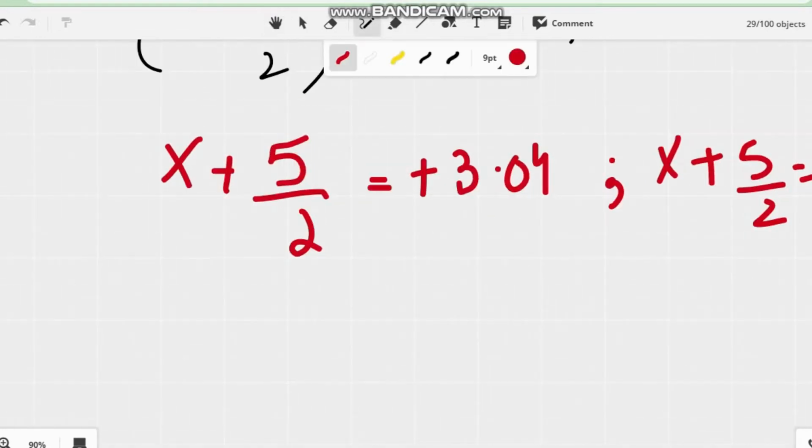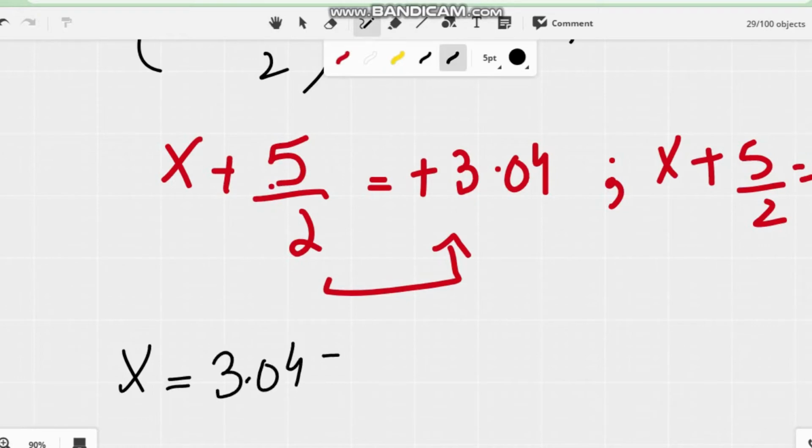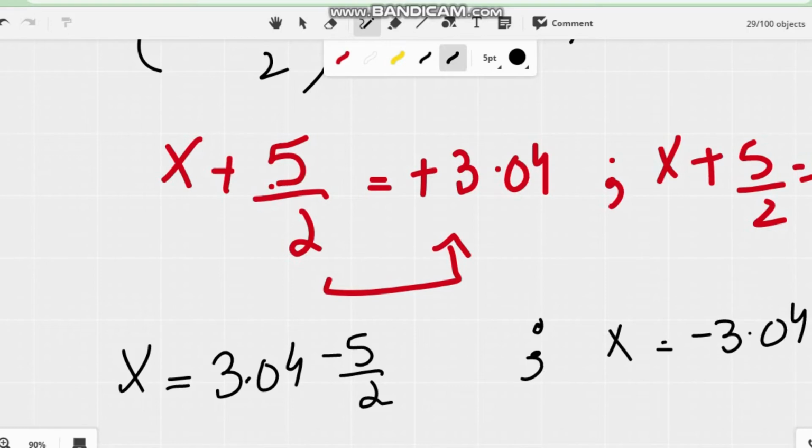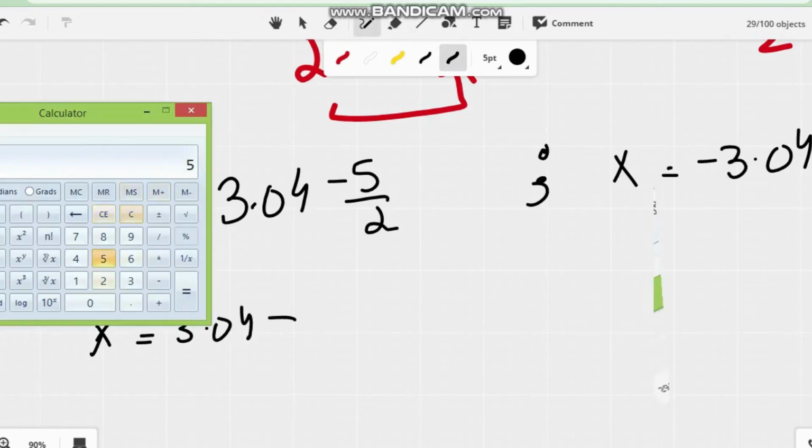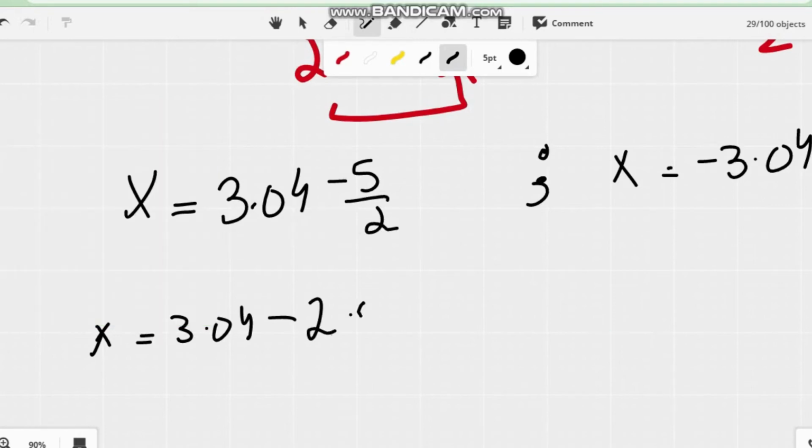After that we will move this one to the right side. It's adding, so it means subtract. So x would not be plus here, it's just x equals 3.04 minus 5 divided by 2, and the second one would be x equals minus 3.04 minus 5 divided by 2. So let's do the 5 divided by 2 on the calculator. So x equals 3.04 minus 5 divided by 2, that is 2.5. And the next one is x equals minus 3.04 minus 2.5, and then we're going to subtract.